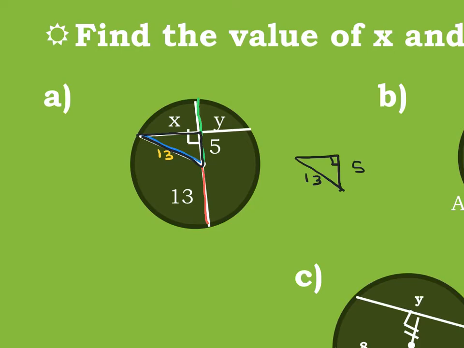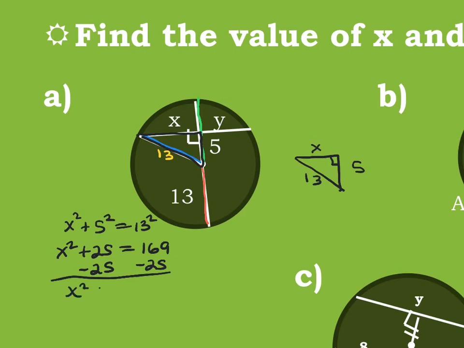So now, since I have a right triangle, to find the value of X, I can do Pythagorean theorem. Now, for those of you who memorized your triples, you should realize that this is a 5, 12, 13 triangle. However, if you have not memorized your triples, then what we'll do is Pythagorean theorem. X squared plus 5 squared equals 13 squared. X squared plus 25 equals 169. Subtract 25 from both sides. X squared equals 144. Square root both sides, and x equals 12.